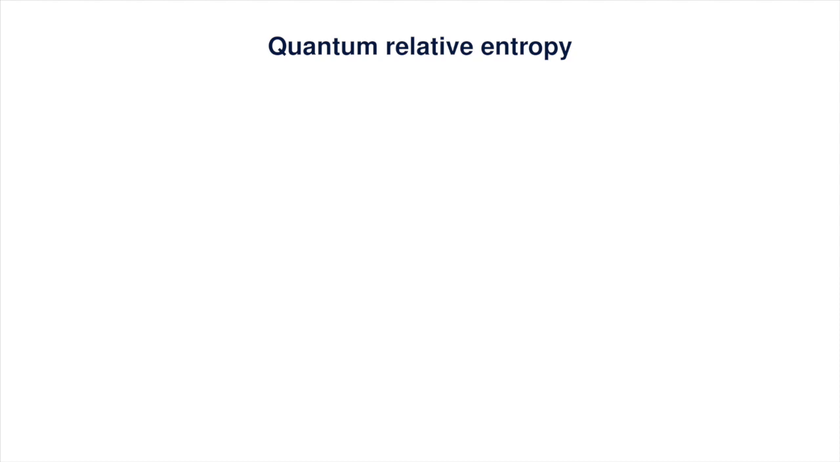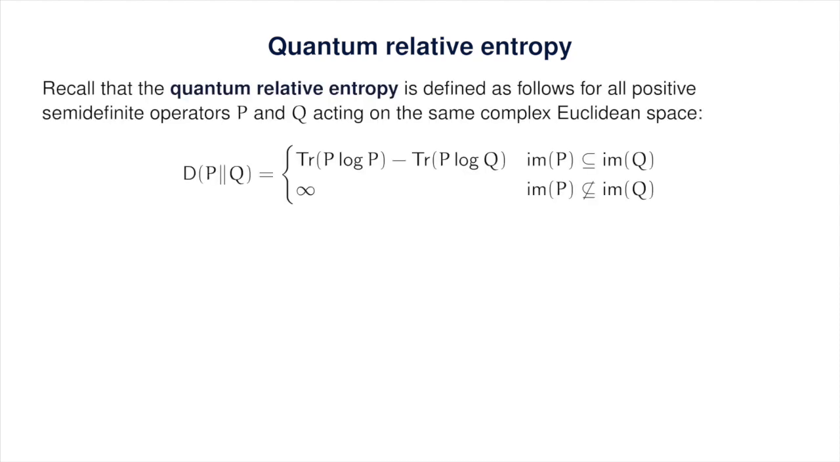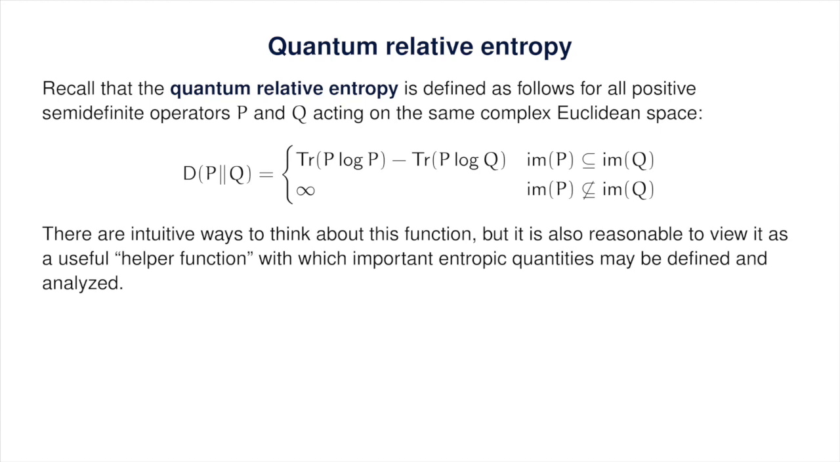Before we discuss quantum max relative entropy, let's take a moment to think about the ordinary quantum relative entropy, which you will recall is defined as you see here. Now, there are intuitive ways to describe what this function means or represents. It's kind of like a loss of efficiency when you plan for Q, but you get P instead.